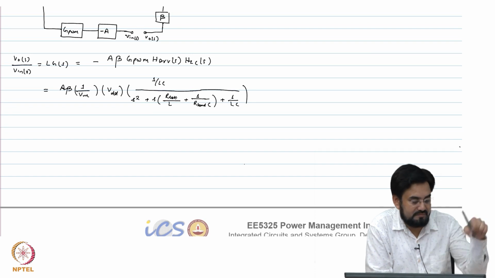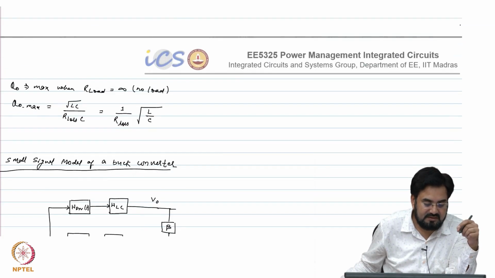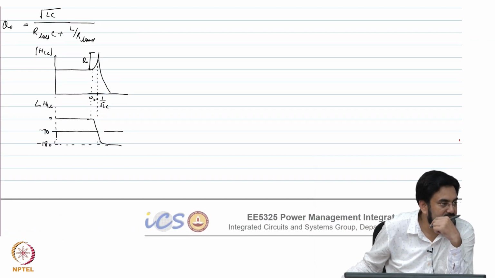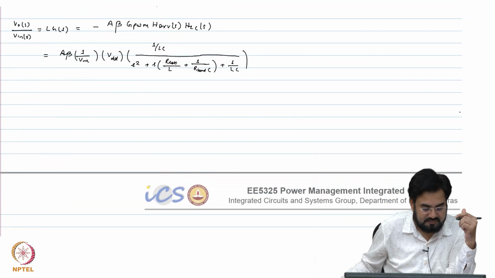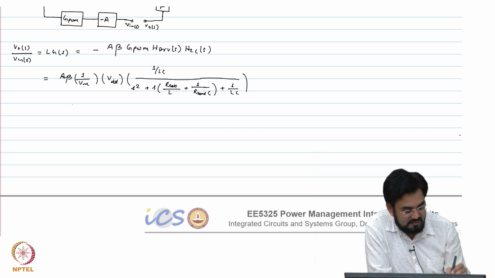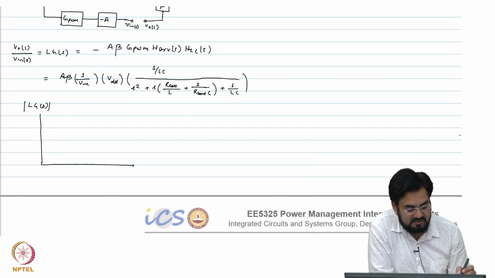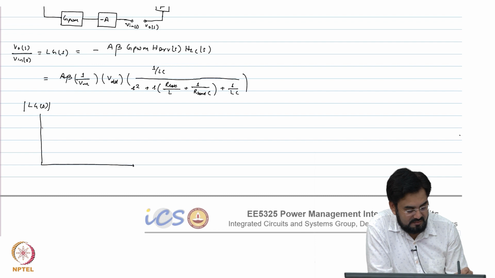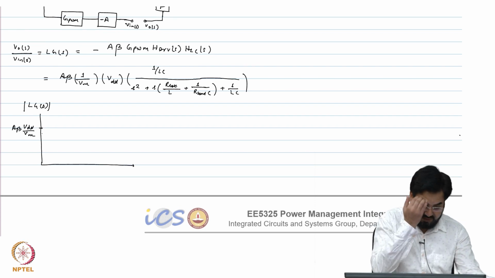So, if I want to do the same thing again, phase and magnitude response, so that is what we need to do for stability analysis. So, LG of S magnitude, what will the DC phase? Sorry, DC gain? DC gain is A beta VDD by VM.